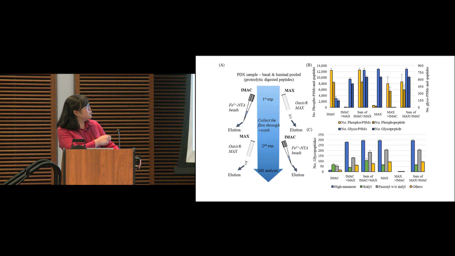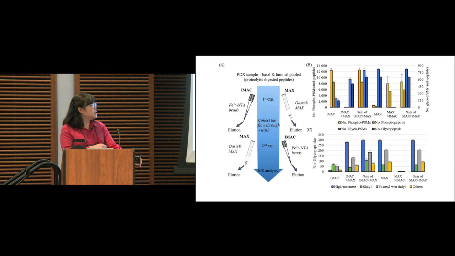Reversely, if we do MAX enrichment first, we mainly identify the glycopeptide, and rarely the phosphopeptide in this enrichment. Further enrichment of the flow-through by IMAC identifies the phosphopeptide, but combined together it gives us fairly equivalent glycopeptide identification, but a smaller number of phosphopeptides. Investigating this phenomenon further, we find that we also lost the multiply phosphorylated peptides in this MAX followed by IMAC enrichment.